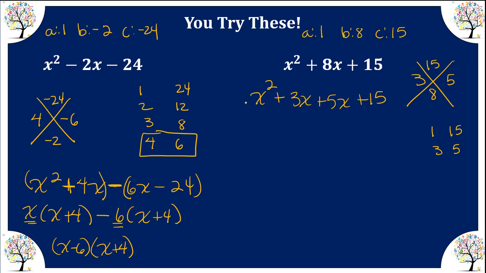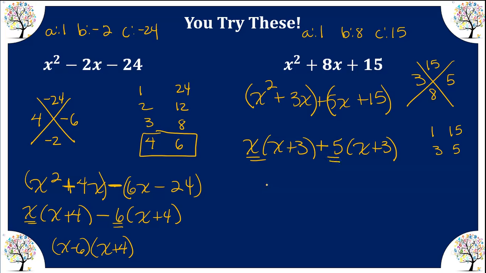We have our 4 terms, so now we can do our grouping. This is factoring by grouping. We factor out the GCF. We put the GCF, x plus 5 times x plus 3. These are our two factors of our trinomial.